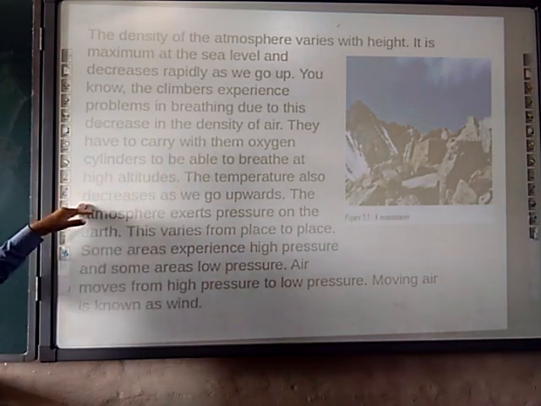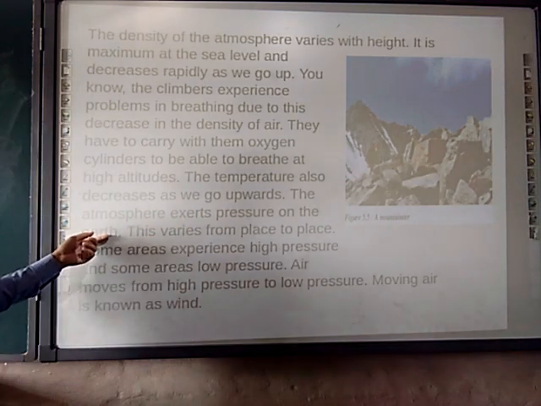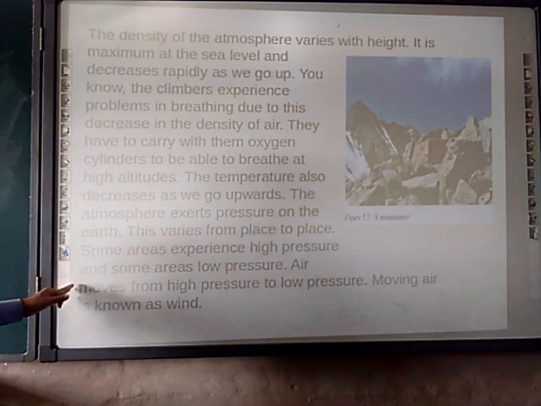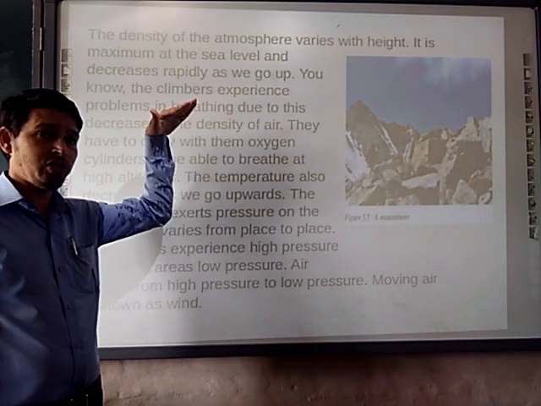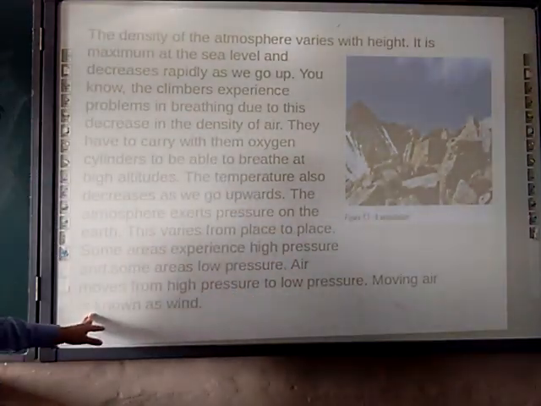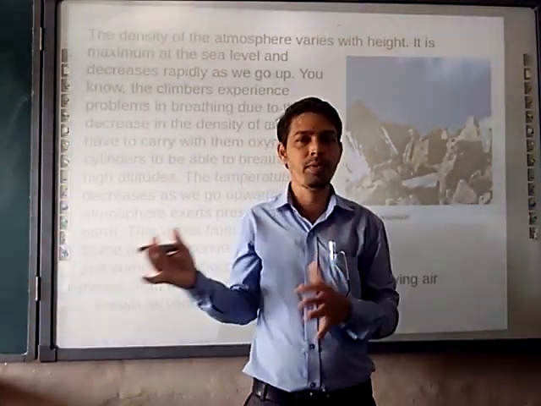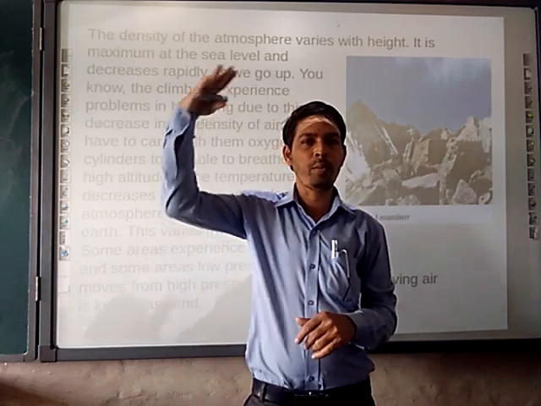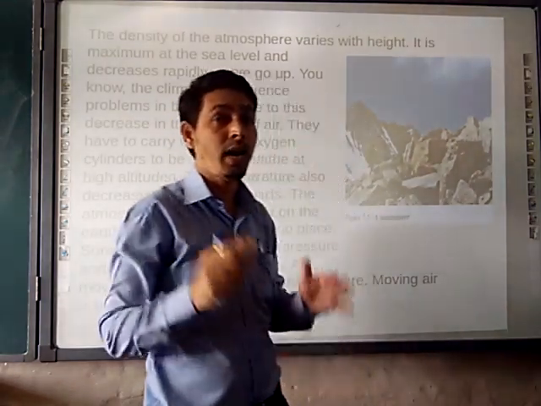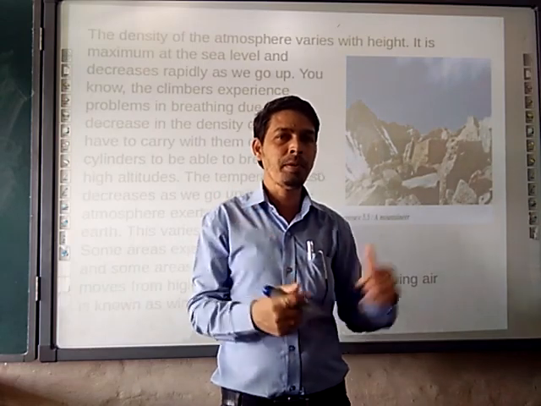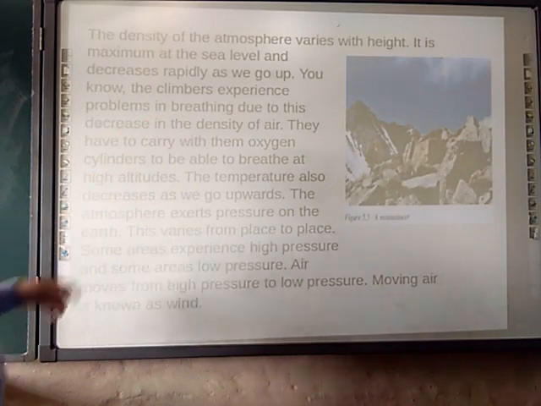The temperature also decreases as we go up. The atmosphere exerts pressure on the earth, and it varies from place to place. Some areas experience high pressure and some areas low pressure. Air moves from high pressure to low pressure. Moving air is called wind. So what is wind? How is wind moving? We have seen here that air is moving from high pressure to low pressure. And why are mountaineers carrying the oxygen cylinder for breathing? So the answer is in this paragraph.